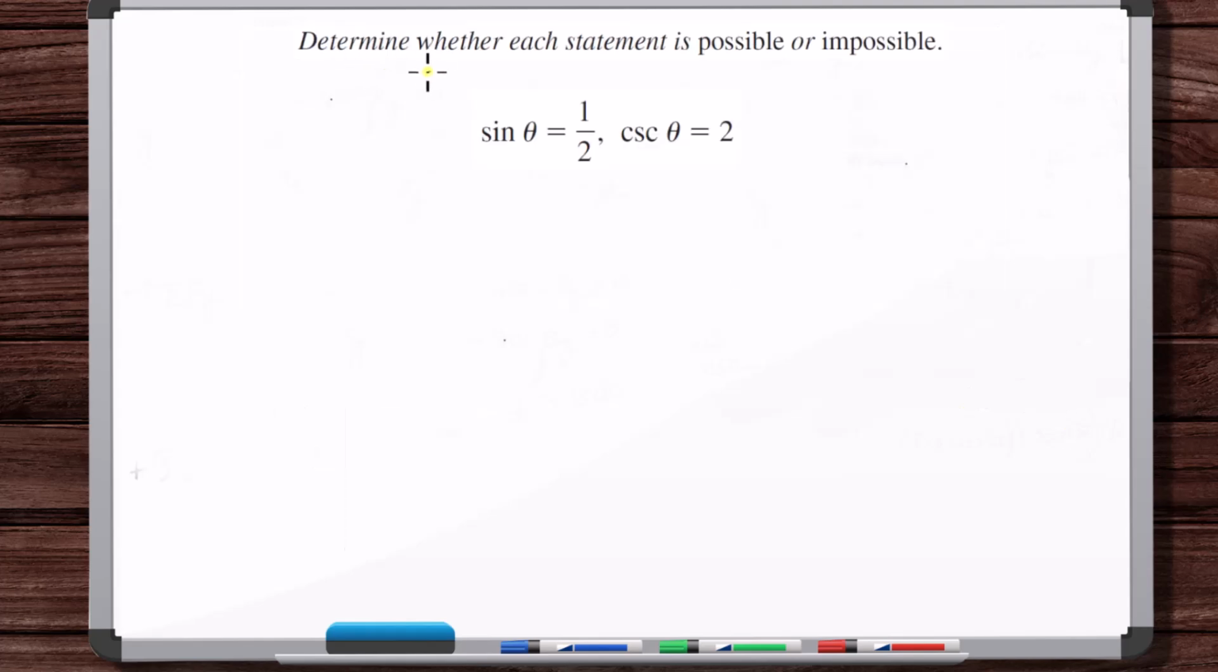Okay, determine whether each statement is possible or impossible. All right, sine theta is equal to 1/2. Well, we talked about how the range of sine theta is between 1 and -1, including -1 and 1, but there are no restrictions anywhere in between. It's not like it can only be integers or something, so sine theta and cosine theta can be absolutely anything between -1 and 1, including the endpoints. So this is possible.